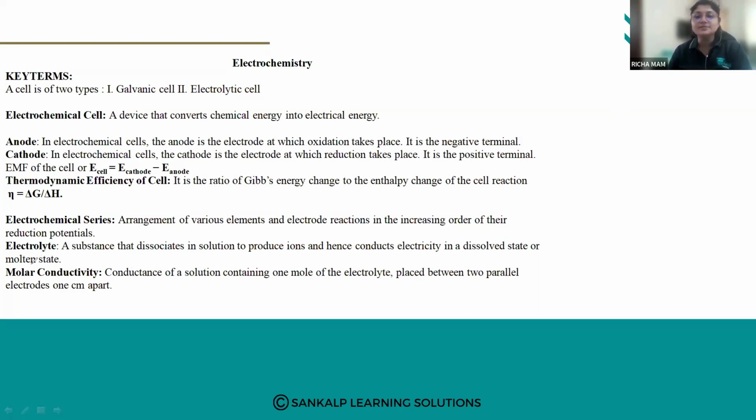Then in metallic conductivity, what will happen with temperature? As you increase the temperature, the metallic conductivity will decrease. But in the case of ionic conductivity, as you increase the temperature, the ionic conductivity will also increase. So these are some of the differences between metallic conductivity and electrolytic conductivity. Is it clear? Yes. So these are the important things.